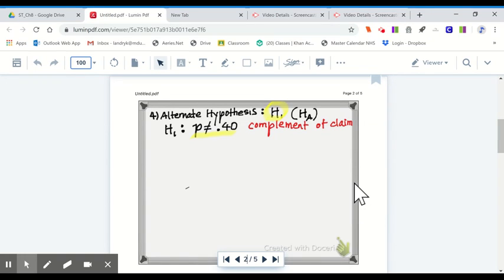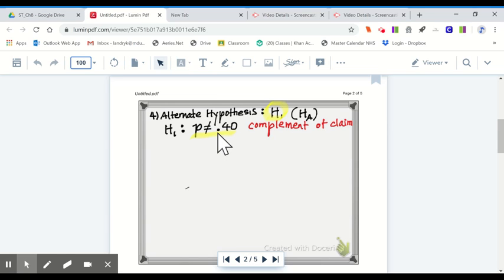So the final step, part 4, is writing the alternate hypothesis, which is written as capital H sub 1. In some books, if I give you a worksheet, the book that I take the worksheet from writes H sub A for alternate, but our book uses the notation H sub 1. Our alternate hypothesis is that P, the proportion, is not equal to 0.4.